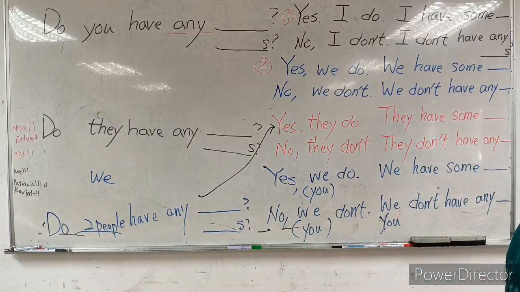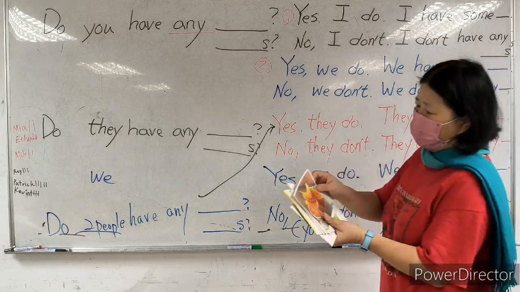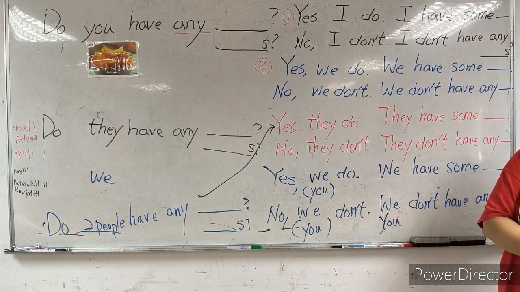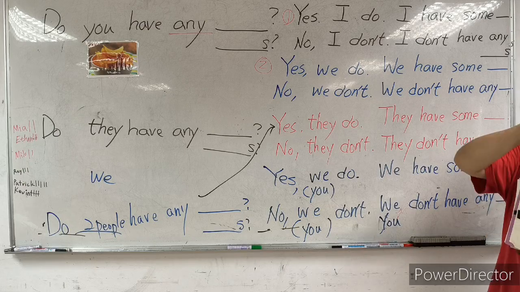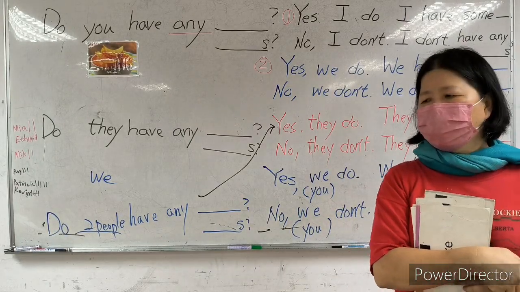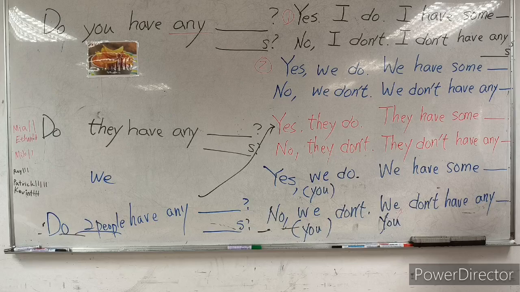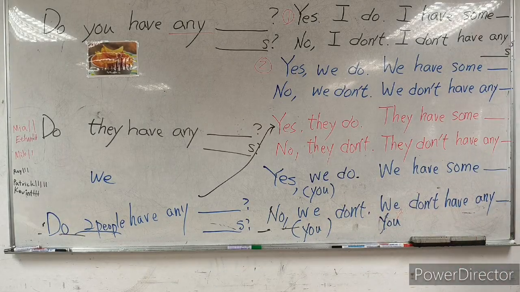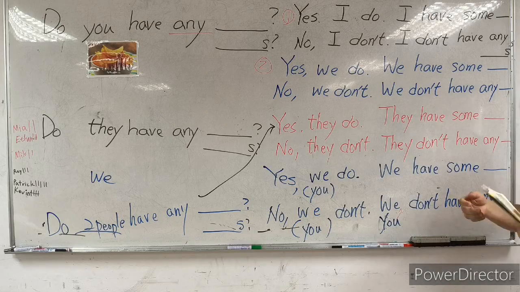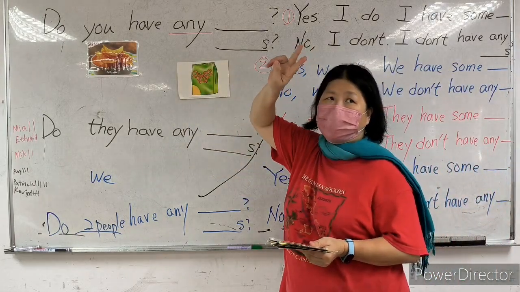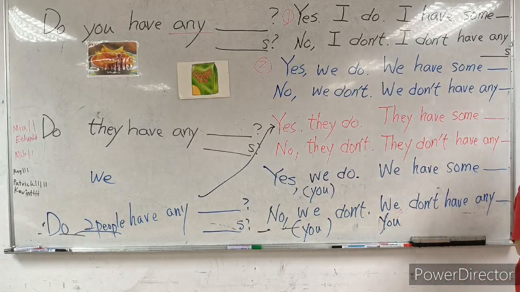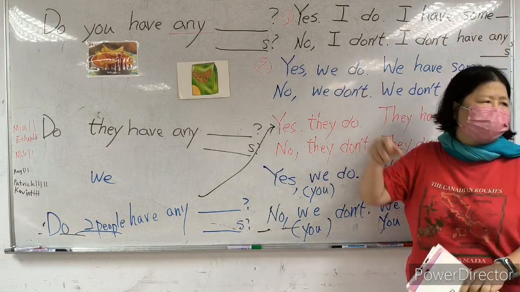Now we're gonna make sentences. Okay, now this is our card. Okay, you. Do you have any potato chips? Okay, Roy, yes. Ethan, no. No, I don't have any potato chips. Okay. Two people, okay? You, two people. Okay, ready, go. Do you have any pretzels? Okay. Patrick, yes. Yes.